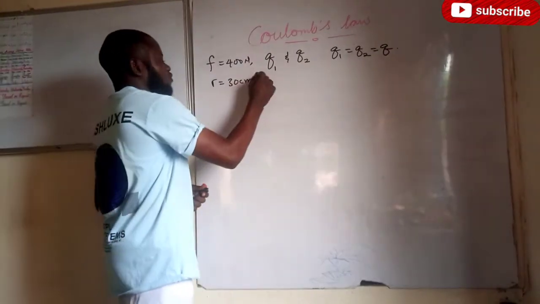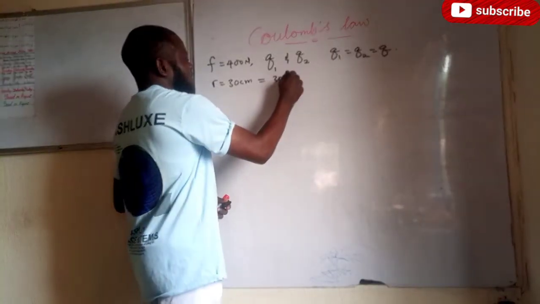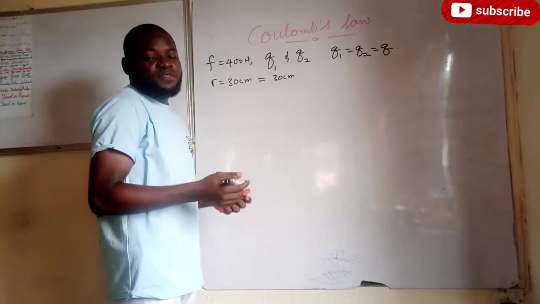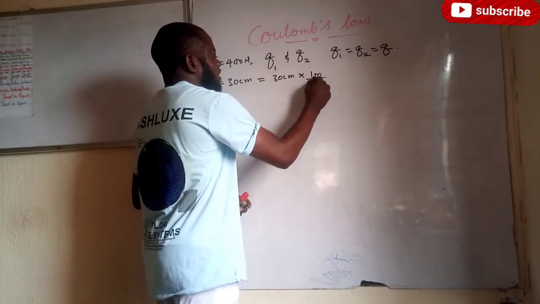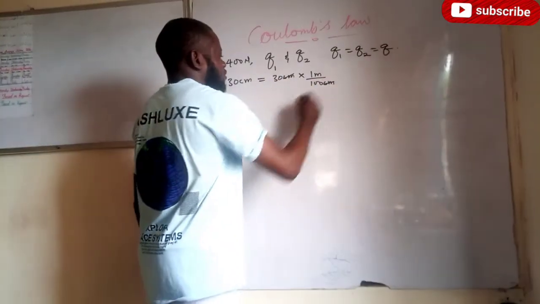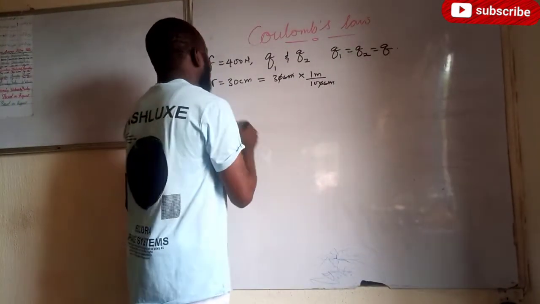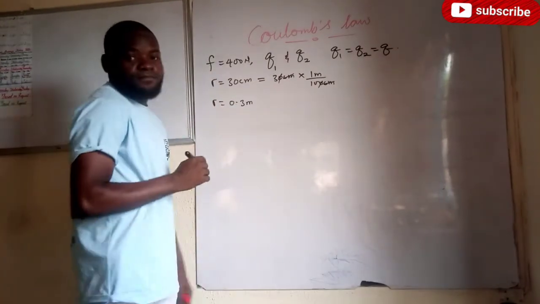And to do that, we just divide by 100. That is 30 centimeters. Since we know that 100 centimeters is what makes a meter, we multiply by 1 meter divided by 100 centimeters. Therefore, this and this would cancel, and this will cancel this. Then our R will become 0.3 meter.